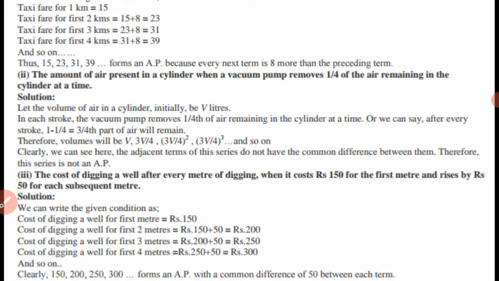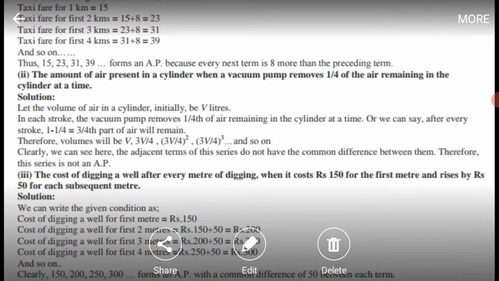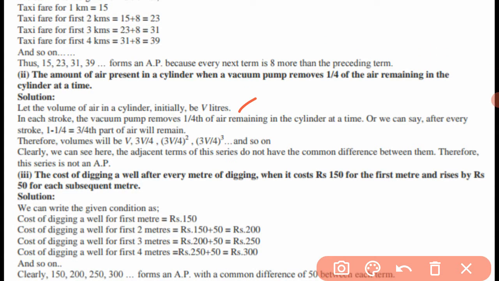Now in the second case, the amount of air present in a cylinder when a vacuum pump removes 1/4 of the air remaining in the cylinder at a time. In this solution we can take the volume of the cylinder initially as V liters. In each stroke the vacuum pump removes 1/4 of the air remaining, so after every stroke 1 minus 1 upon 4, that is 3 upon 4th part of the air will remain.